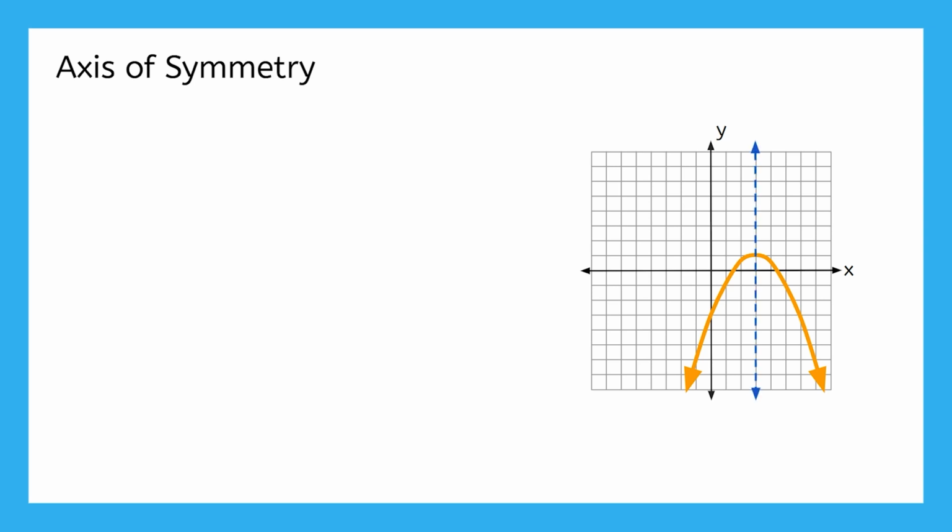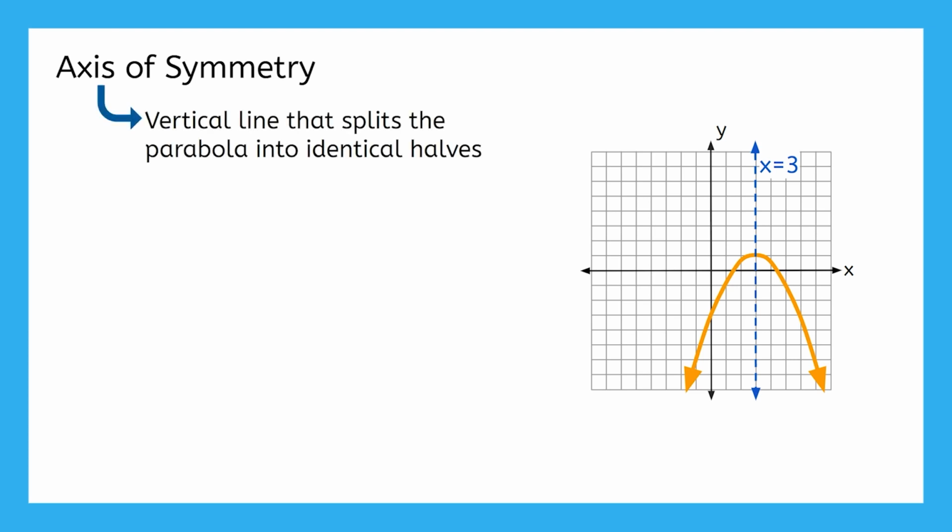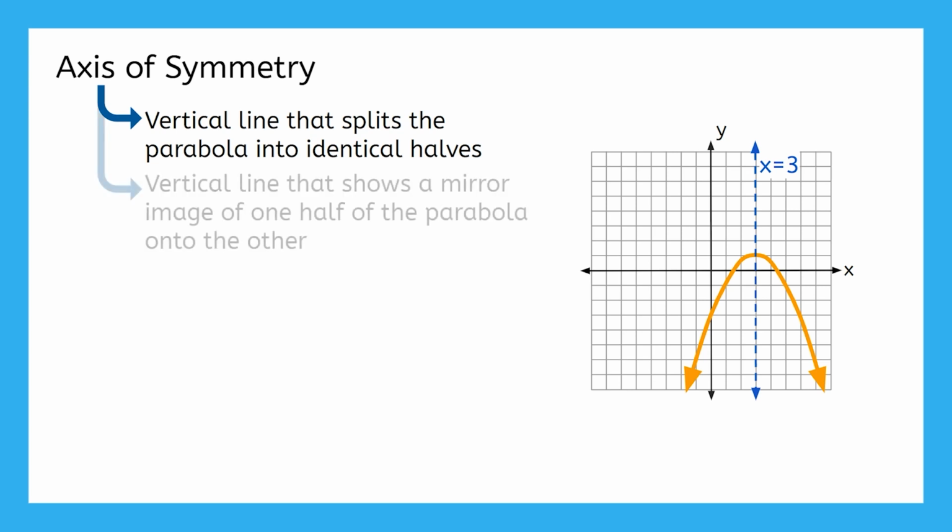A line here would show symmetry from one half of the parabola to the other, and the equation of that line is x equals 3. This line is an axis of symmetry, which is a vertical line that splits the parabola into two identical halves, or that shows a mirror image of one half of the parabola onto the other.